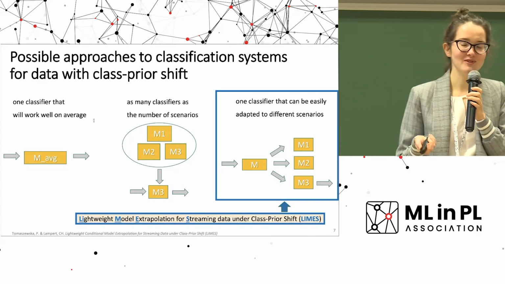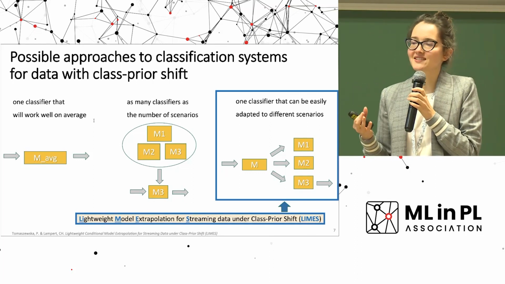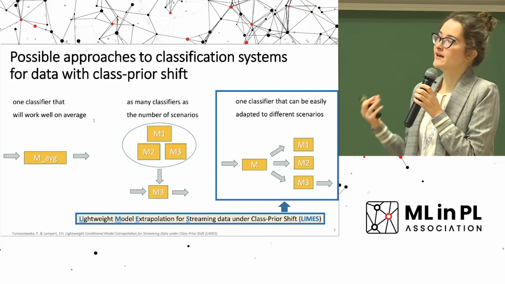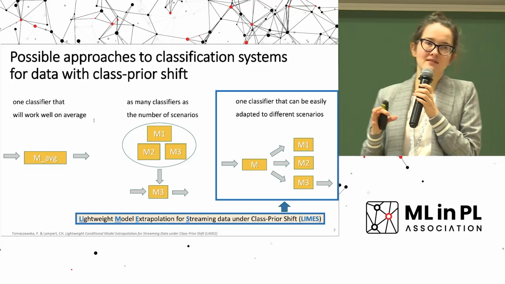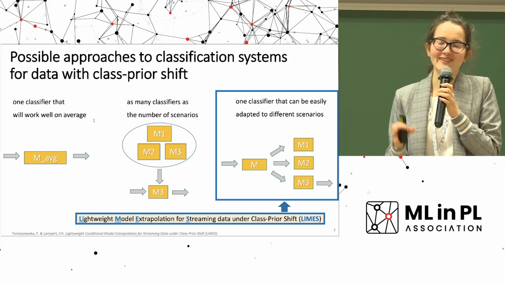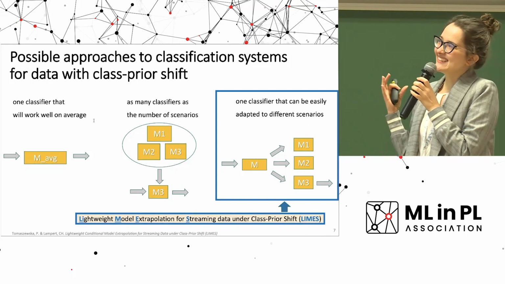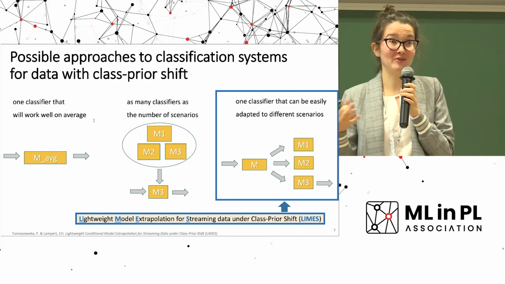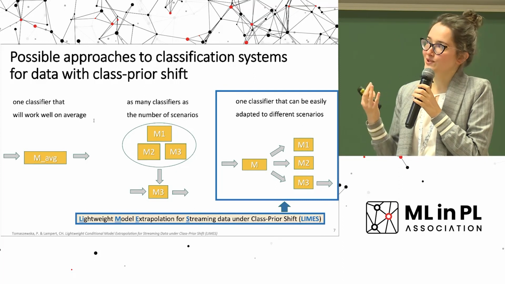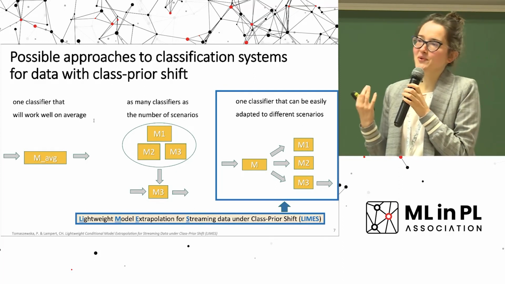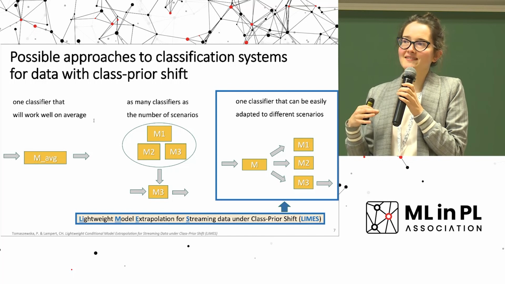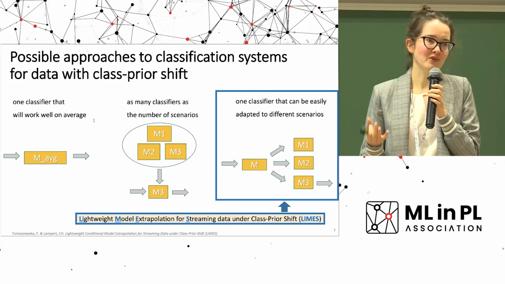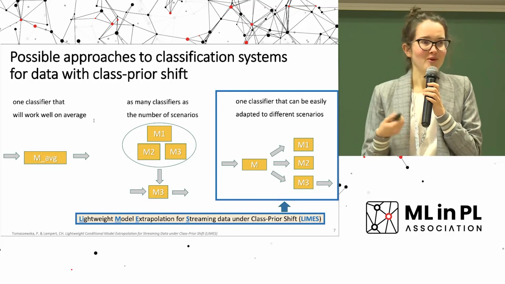The other approach is to decide a priori how many different scenarios, so different class distributions, we will have, and train different models, so have a pool of models, and then choose the model that we need at a particular time. But what's the problem with this approach? If the class distribution changes very often, then we'll need a lot of different models. So once again, it's not optimal.